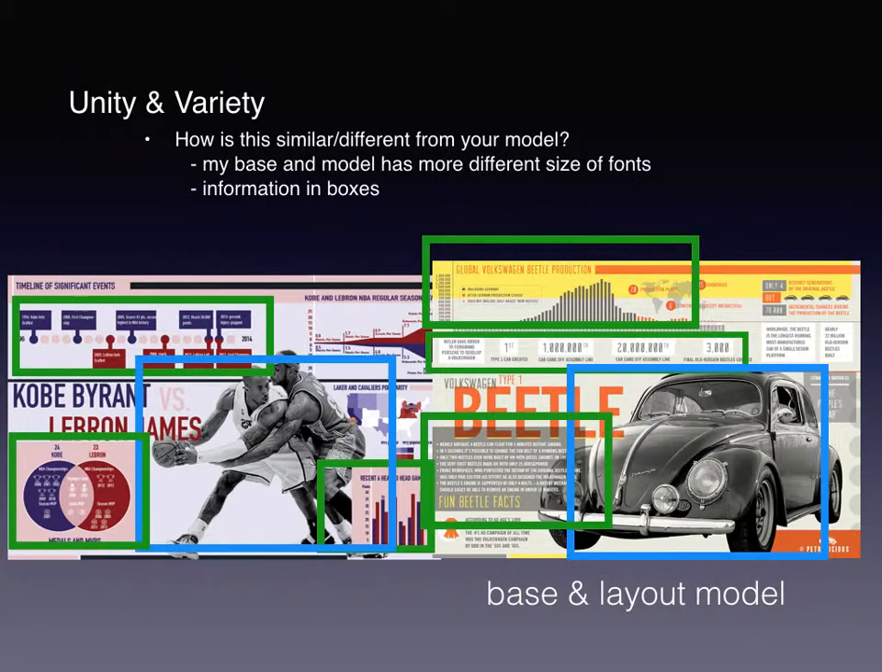How is it similar and different from my model? My base model has more different sizes of fonts. As you can tell from the green boxes, both my infographic and my base model put information in different sizes of boxes. But the sizes of my boxes are different from the sizes of my base model since we have different information. And in the blue boxes, we have different pictures since we have different topics.